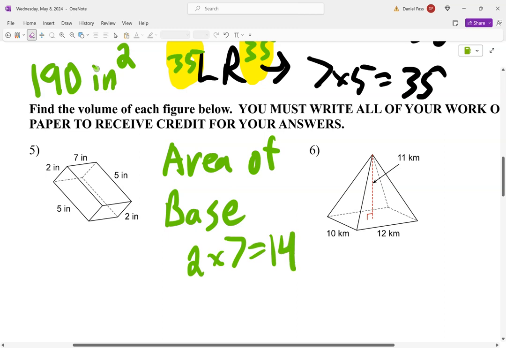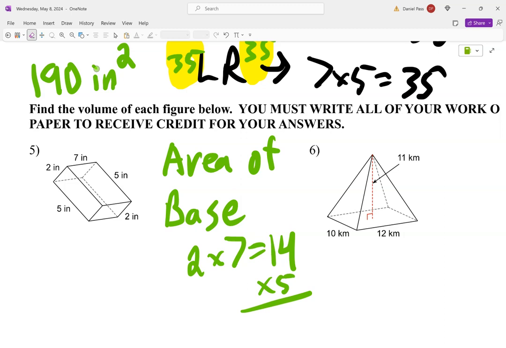14. Now what? I multiply that by 5. Why? Because you do area of the base times height. That's right. So you got good job. 70 inches cubed. Careful because it's volume.